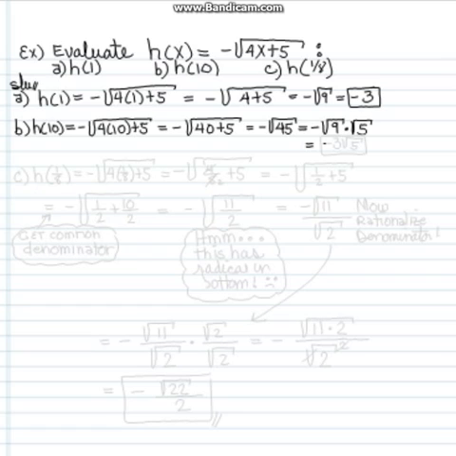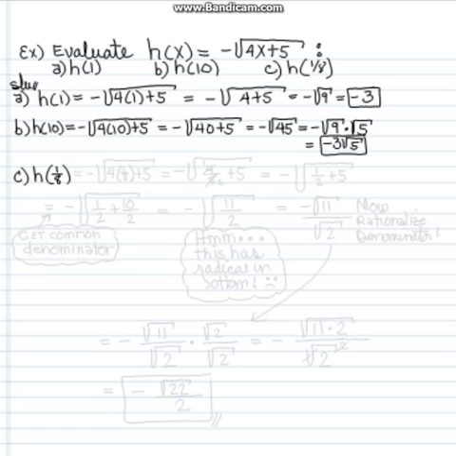Now evaluate the perfect square root. The square root of 9 is 3, so the negative sign comes along for the ride. 3 times the square root of 5, and that's the best we can do. We can't get anything more out of the radical, so we're finished. And then the most interesting one is h of 1/8.